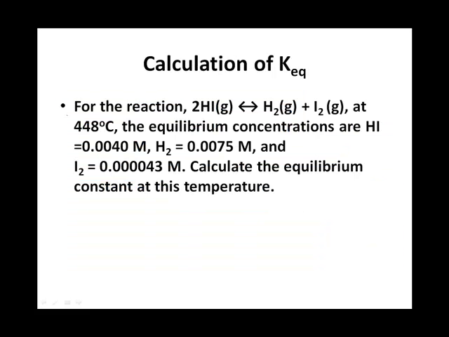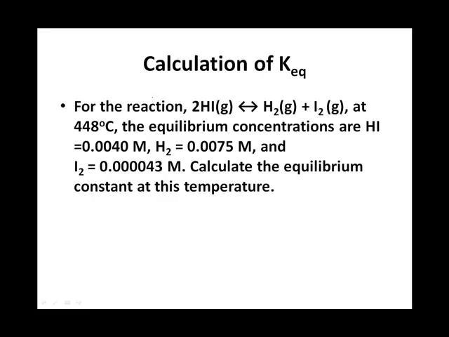Here's a reaction where you actually have to calculate KEQ. So, in this case, for the reaction, we have 2HI, which is a gas, goes to hydrogen gas plus iodine gas at 448 degrees Celsius. Do not be confused by the temperature. The temperature, again, is just there to let you know that we are at equilibrium at a certain temperature. Okay? So we want to find the KEQ given these numbers of concentrations.